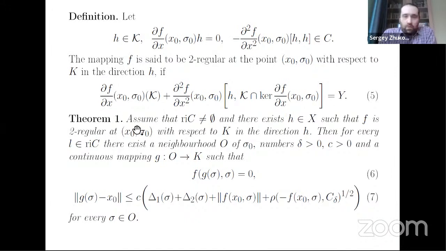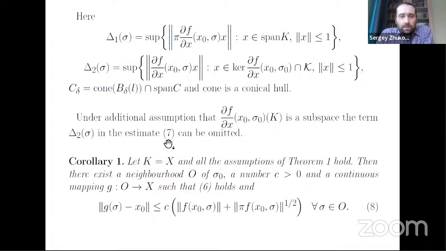So let us now pass to the local implicit function theorem. Assume that the relative interior of C is non-empty, and there exists H such that the mapping F is 2-regular at the point x0 sigma 0 with respect to the set K in the direction H. Then there exists an implicit function G, a continuous implicit function in a neighborhood of sigma 0. And for this function, inequality 7 holds. The inequality looks quite unusual and complicated. Here delta 1 and delta 2 are defined by these equalities.